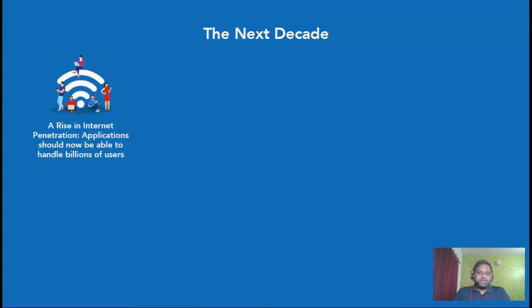So, the first obvious point is the rise in internet penetration. There are more than a billion users, and just in India, through mobile and also broadband, people are able to access the internet. That has extended the reach of software applications. So that's one of the key factors.